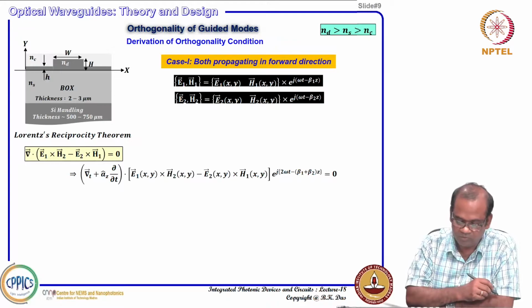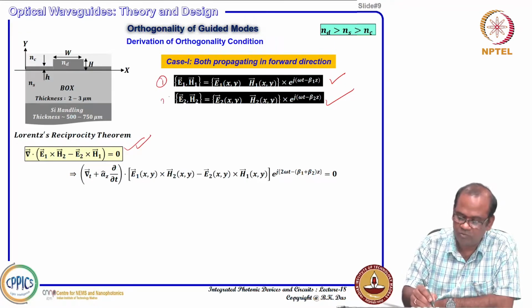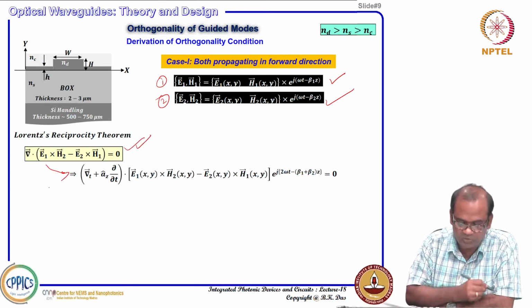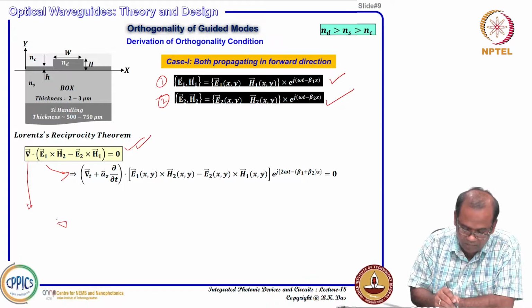Okay. We have written the Lorentz reciprocity theorem. We have considered two modes, mode 1 and mode 2, and we start from the Lorentz reciprocity theorem. You know this one, nabla is a vector, we represent it like this.